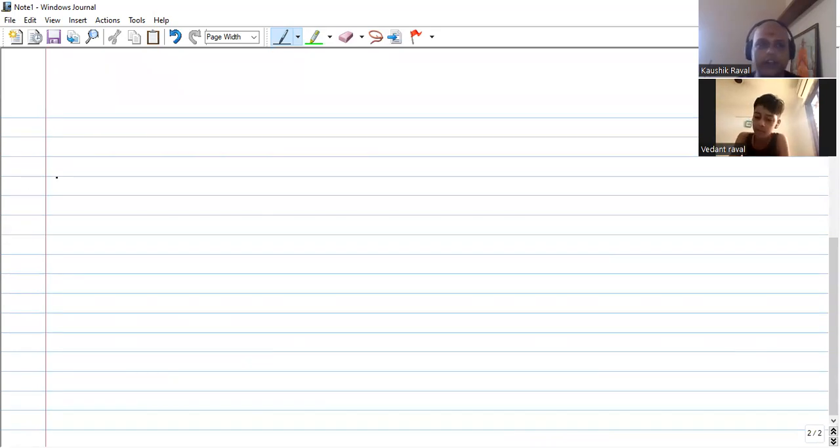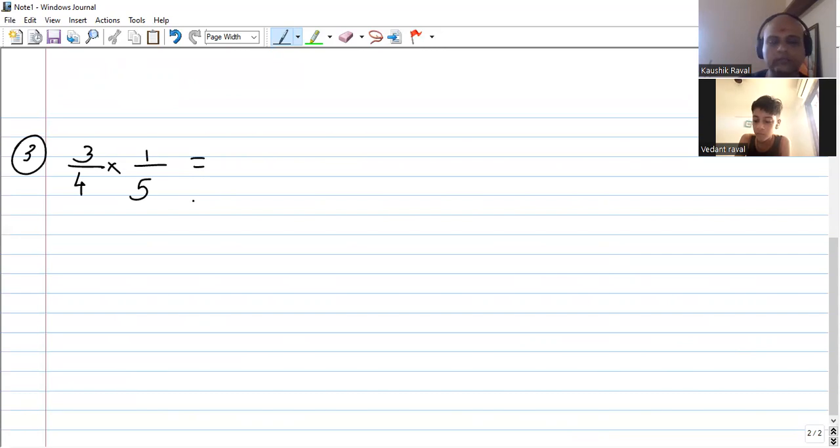Right? Okay. Now let's try this one. Another example, you do it on your own. 3 by 4 multiplied by 1 by 5. Both are proper fractions. Do it. 3 upon 20. 3 by 20. Very good. That is very easy.